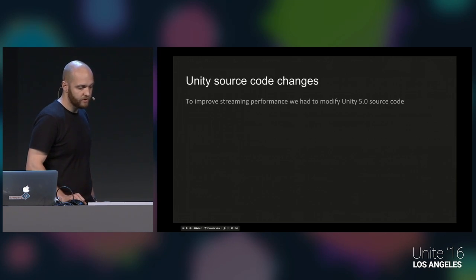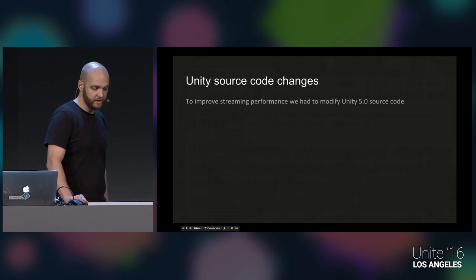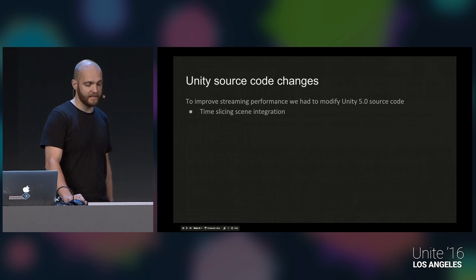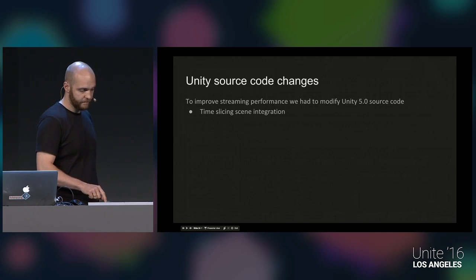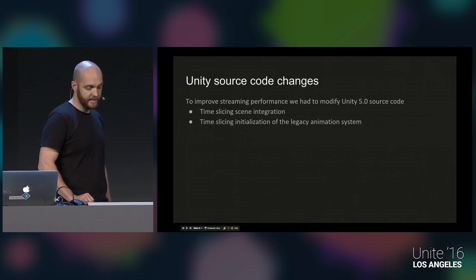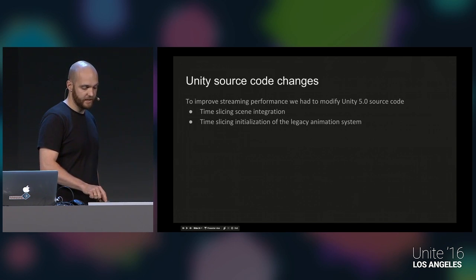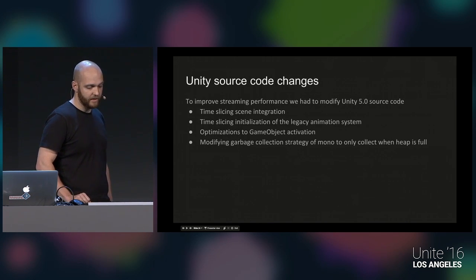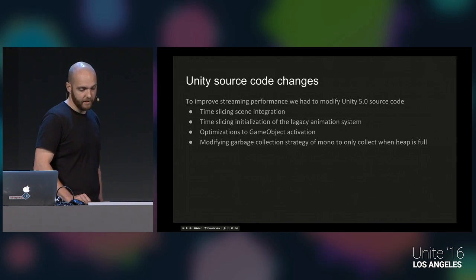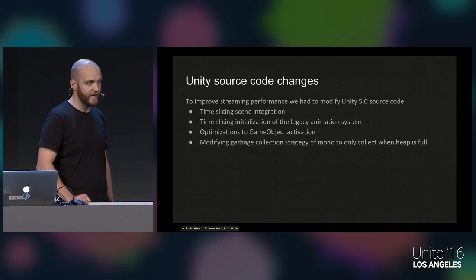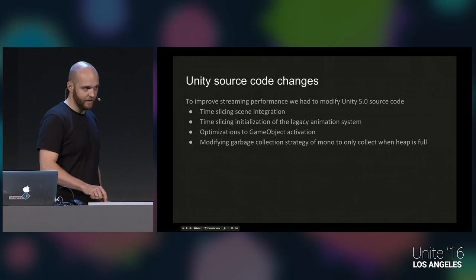Then we did some source code changes to Unity to improve the streaming performance. One thing we did was a time slice of the scene integration, which is the last part of a scene getting loaded. Then we did a time-sliced initialization of the legacy animation system. We did optimizations to the game object activation. And we modified the garbage collection strategy of Mono to only collect when the heap is full. The default behavior is a sort of smart collect where it collects at around 20% heap usage.